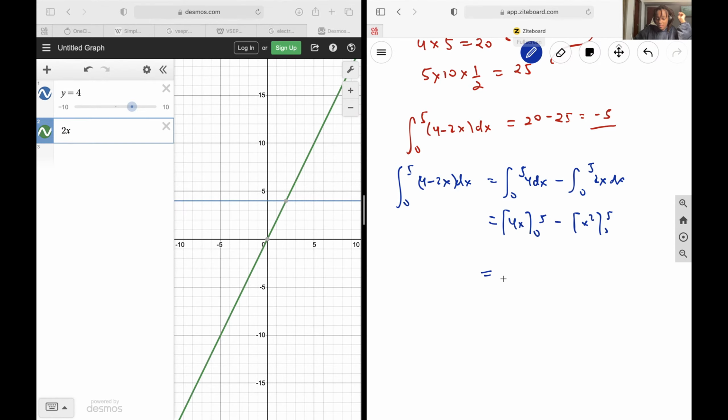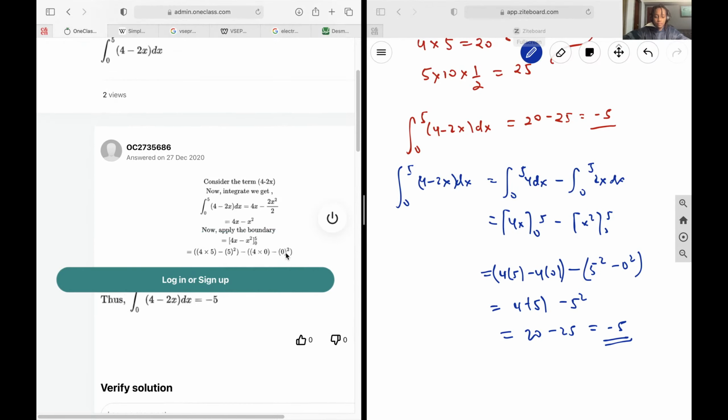And so now I'm going to evaluate these, and it will become 4 by 5 minus 4 by 0 minus 5 squared minus 0 squared. And this becomes 4 by 5 minus 5 squared, which is 20 minus 25 as we initially found, and that is going to give us negative 5. And that's it for this question.